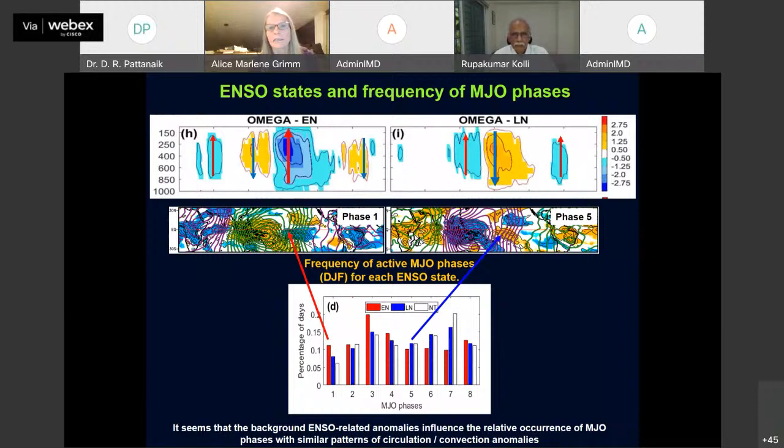On the other hand, phase 5, which is relatively more frequent in La Niña, displays opposite common features with La Niña. Next, please.